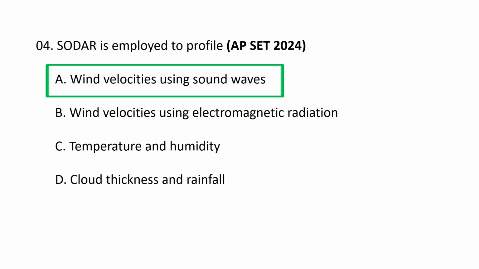So this is used to profile wind velocities using sound waves, and it works by emitting sound waves into the atmosphere and measuring the acoustic signal which is scattered back to the instrument by atmospheric turbulence. The Doppler shift in the returning sound waves provides data on wind speed at various altitudes, which helps to create detailed wind profiles. So SODAR is employed to profile wind velocities using sound waves. A is the correct option.